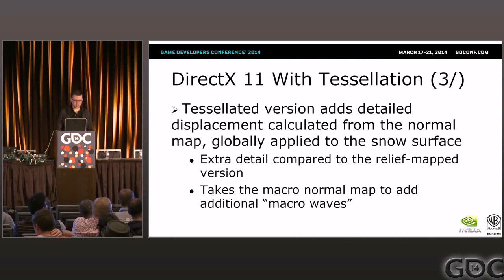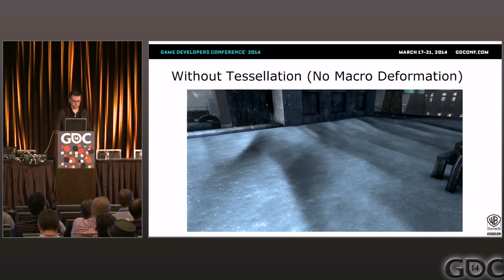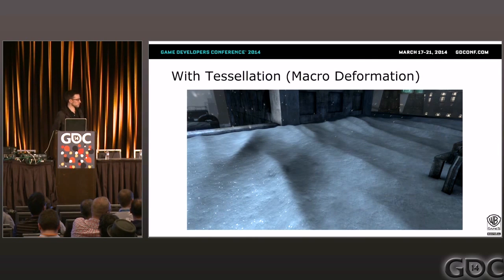So I mentioned that the tessellated version adds detailed displacement that is actually calculated from the normal map, which is applied globally to the snow surface. This is something you don't get from the relief map. The floor surfaces are described with two normals, the macronormal and the micronormal. This is additional waves in the surface using the macronormal. This is what you would get without tessellation, so you don't get any macro deformation, pretty flat. And with tessellation, you can notice additional waves that break the uniformity of the surface, so we like this a lot.